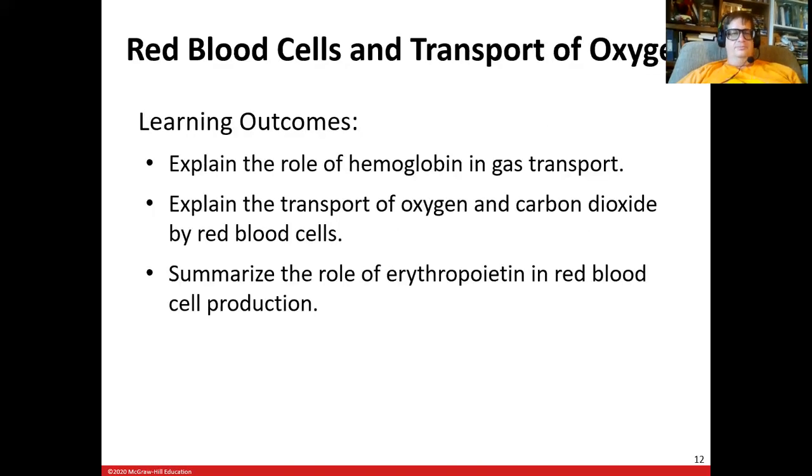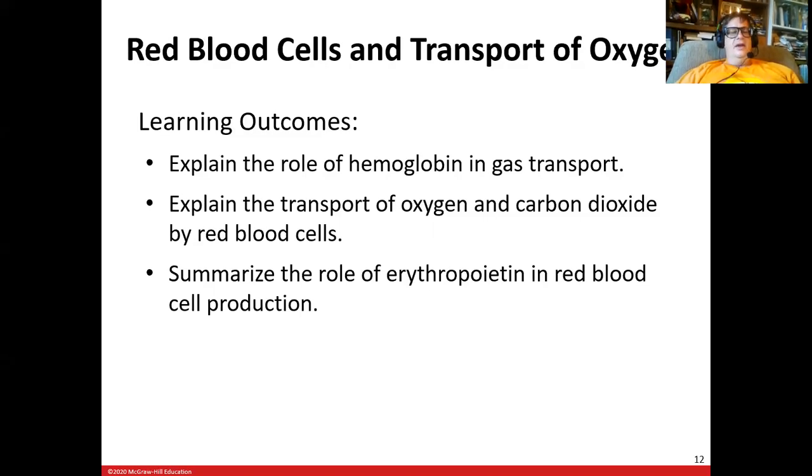Okay, let's move on. So we're going to talk about the red blood cells. It says, explain the role of hemoglobin in gas transport. Most of the oxygen is carried by hemoglobin. Hemoglobin has 4 globulins, 4 rounded subunits stuck together, and each one in the middle has a heme, and each heme is capable of carrying an O2 molecule. So what that means is that a hemoglobin can carry up to 4 O2 molecules.